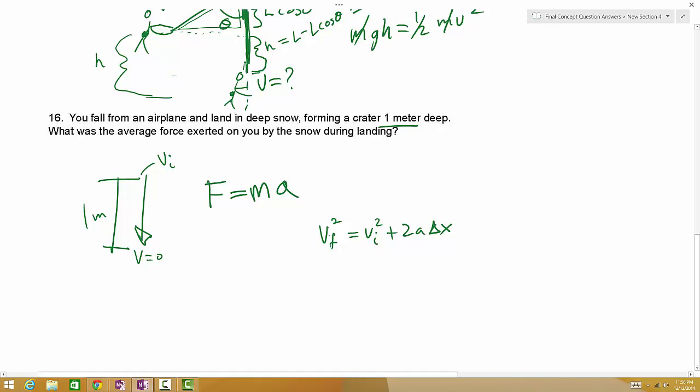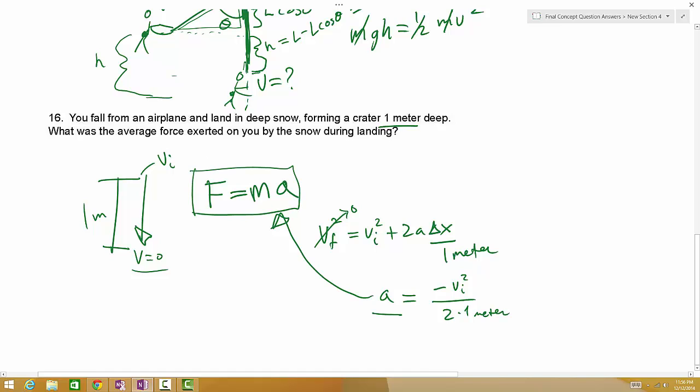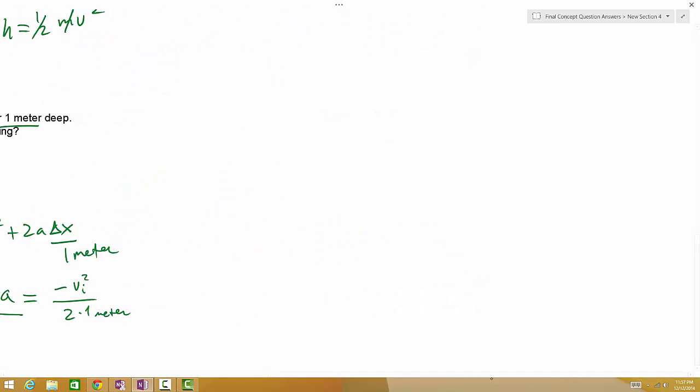And we know that finally we have 0, and initially we have some velocity which we don't know, and we know that x is equal to 1 meter. Then we can solve this and say a is equal to minus vi squared over 2 times 1 meter, and then we could plug a into here to find the force. But we don't really have enough information. We don't really know what the initial velocity is.